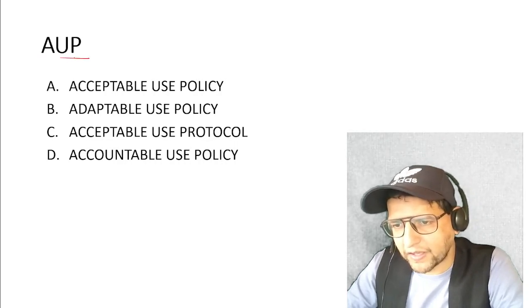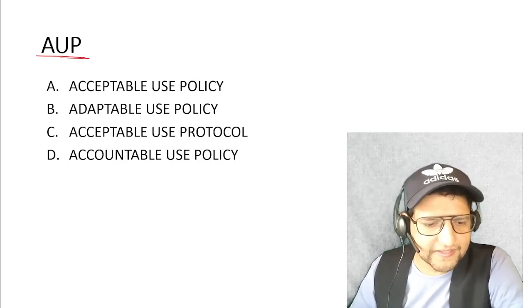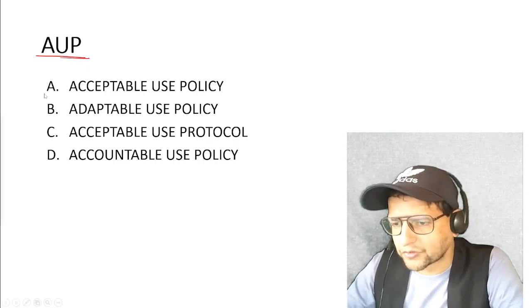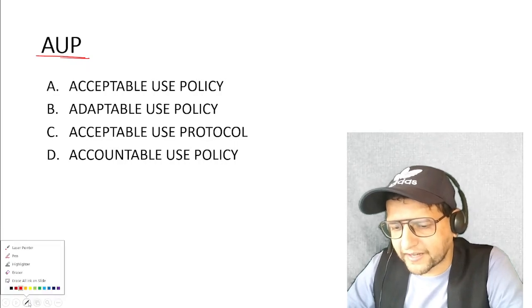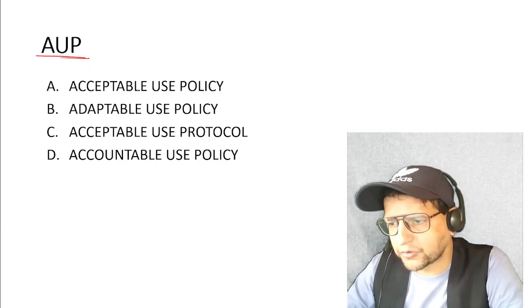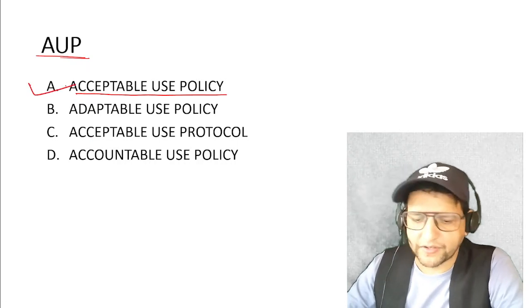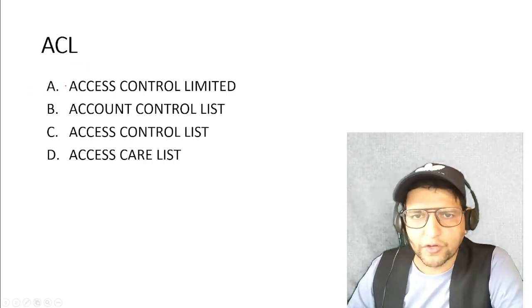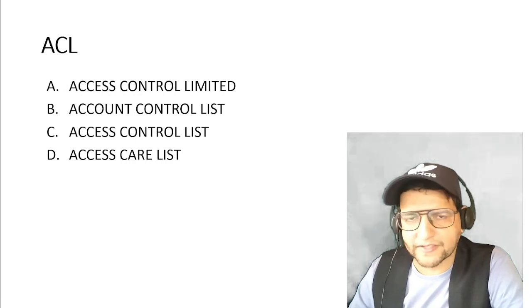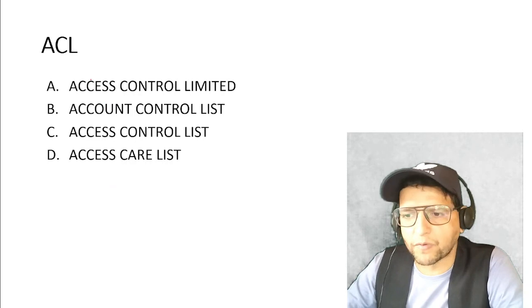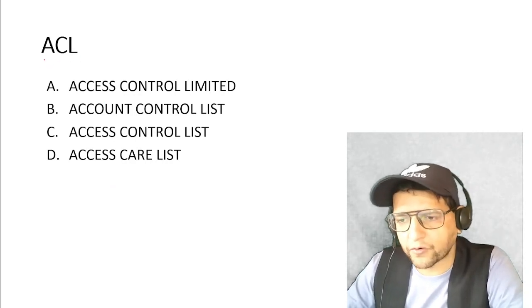So AUP, what is AUP? This is acceptable use policy. So here we need to understand AUP is acceptable use policy. So A is the right answer. It is not adaptable, it's not acceptable use protocol, it's not accountable. So A is the right one. I'm not going to explain this terminology because I did cover it in some other video, but here we will see what is the full form of these most important acronyms.